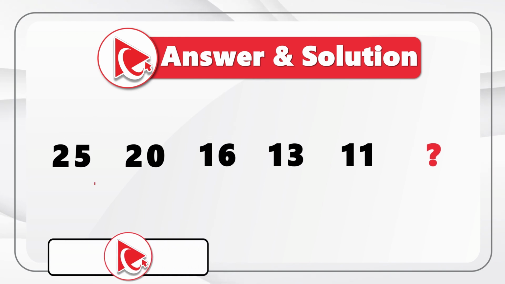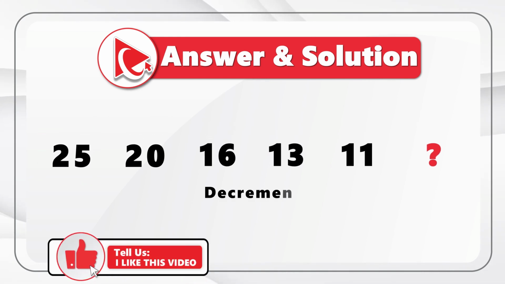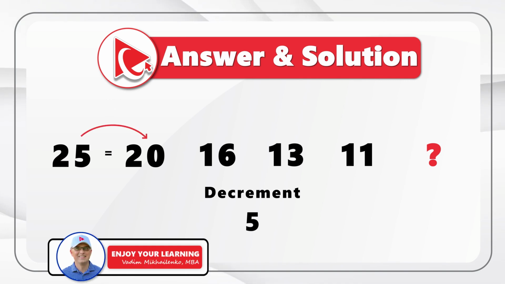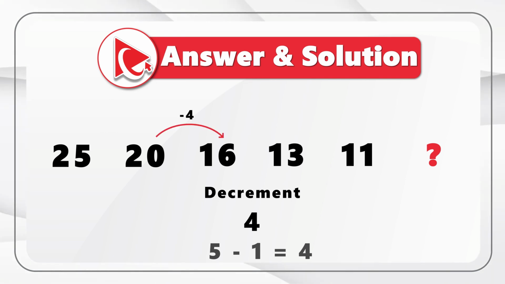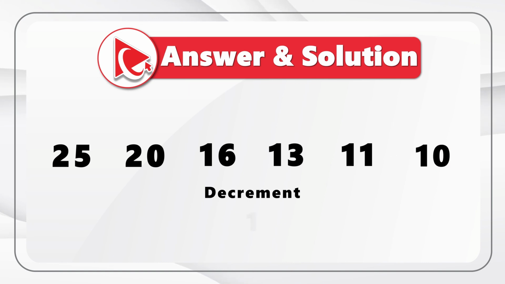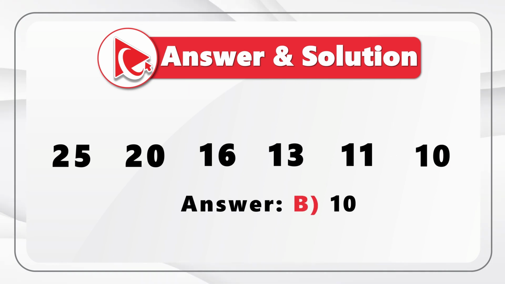Our first number in the sequence is 25, and our first initial decrement is minus 5. 25 minus 5 equals 20, and this is how we come to the second number. Then we decrease decrement by 1, and the decrement becomes minus 4. 20 minus 4 equals 16. 16 minus 3 equals 13. 13 minus 2 equals 11, and 11 minus 1 equals 10. So the correct answer here is choice B, 10.